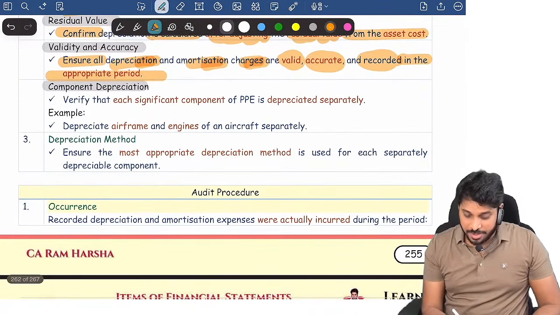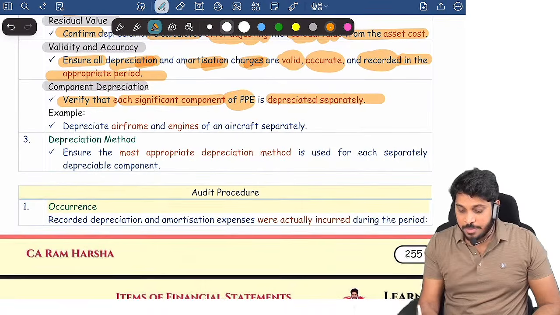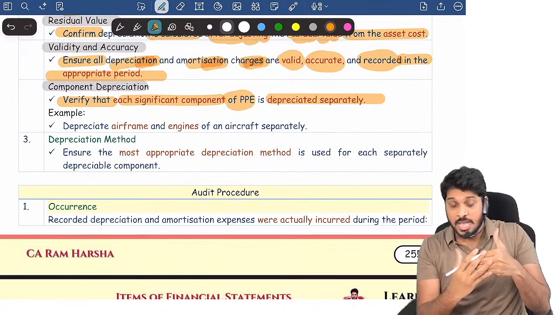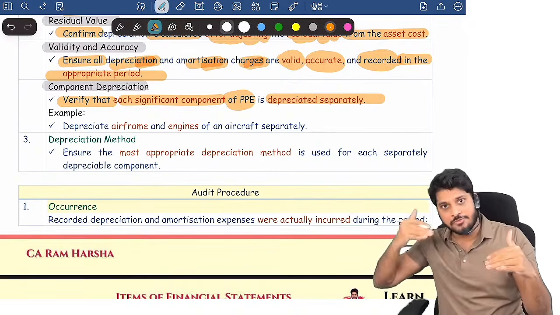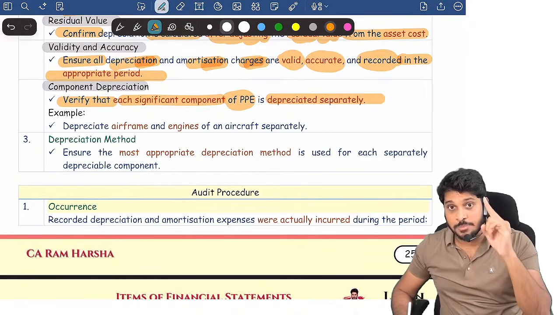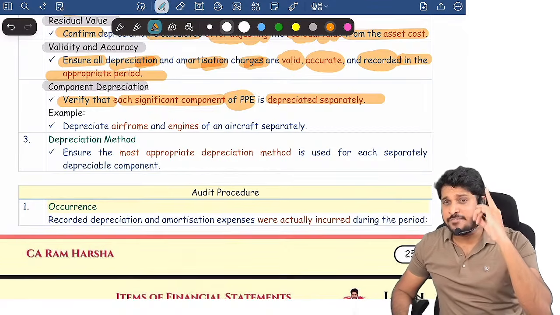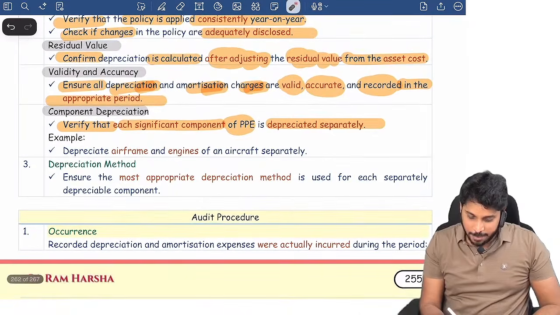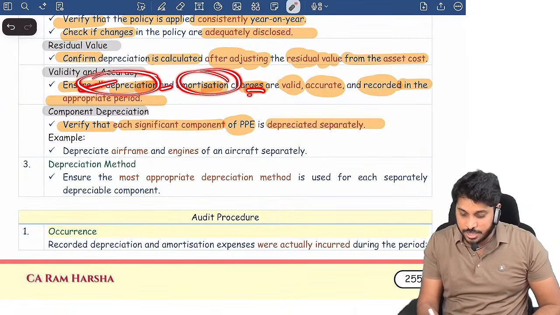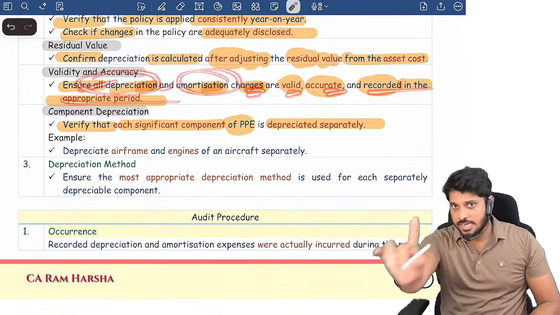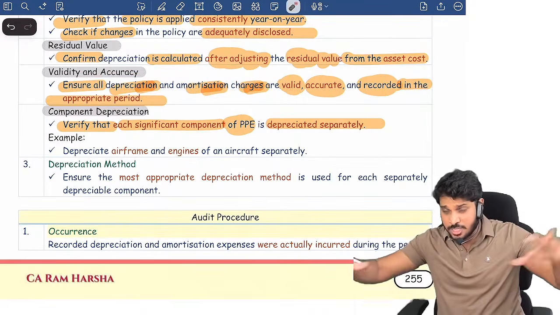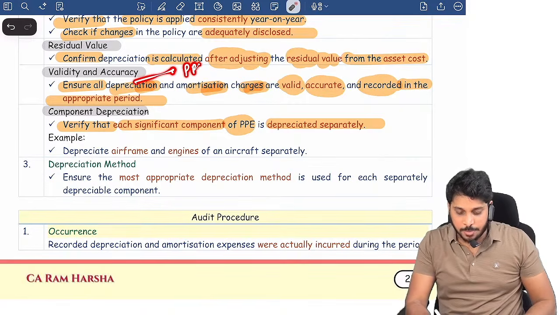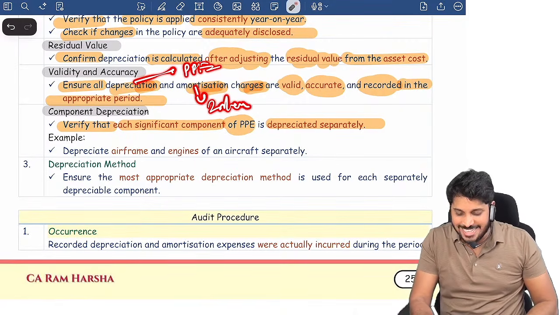Then verify that each significant component of PPE is depreciated separately. Sometimes, within a property, plant and equipment, some major component will be there. That component might have a separate useful life compared to the machine. Then that component has to be depreciated separately. See that significant components of property, plant and equipment are depreciated separately. And see that all depreciation and amortization charges are valid, accurate, and recorded in the correct accounting period. All the assets have to be depreciated. All the depreciation and amortization charges have to be accounted. Remember, depreciation is for PPE, amortization is for intangibles. I hope you're clear.